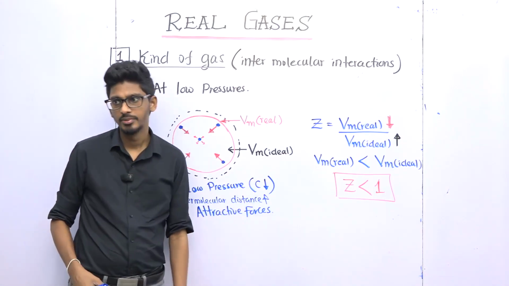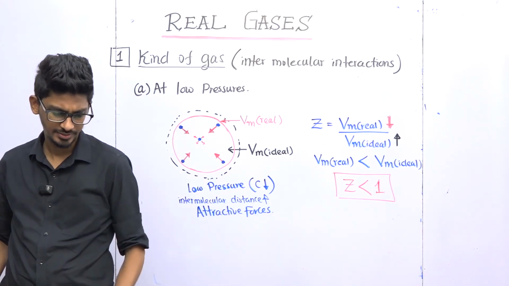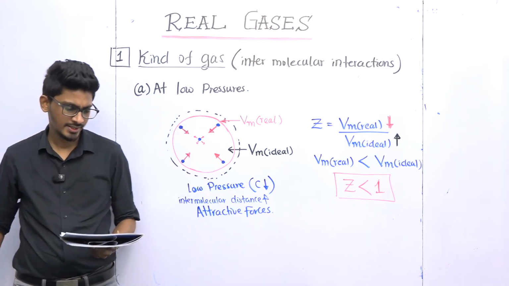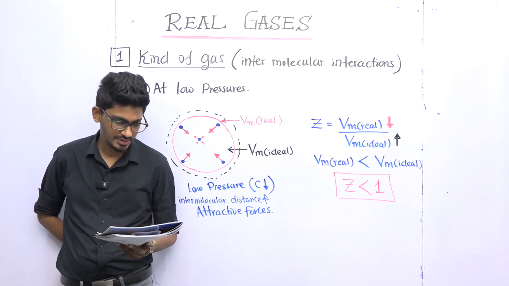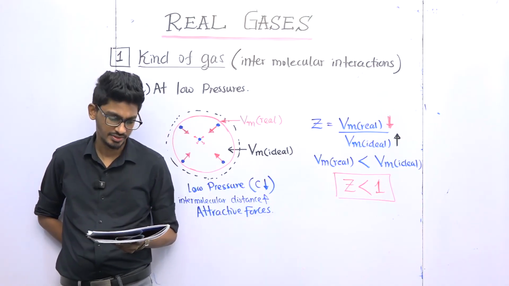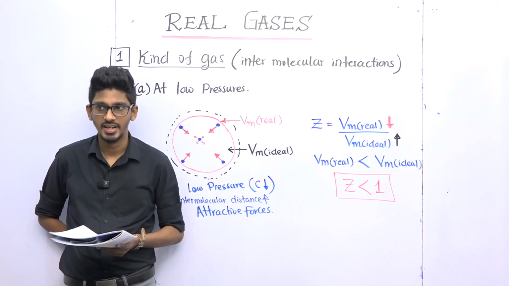Let's write this down. Just write. See, at low pressures, first write this thing. After that we can draw this one. Just write like this.